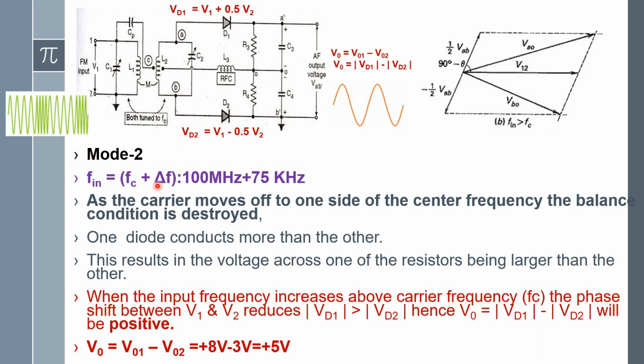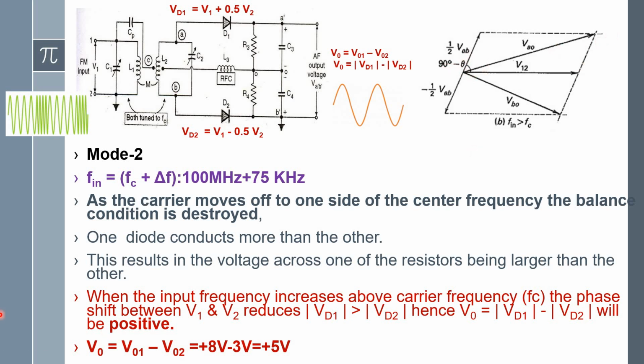So in the second mode of operation, the input frequency is Fc plus del F. In this particular situation, when the input frequency increases above the carrier frequency, the phase shift between primary and secondary is reduced. You can see minus 90 degree, 90 degree minus theta. So less than 90 degree we are achieving.